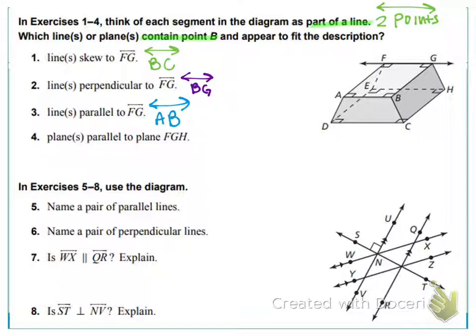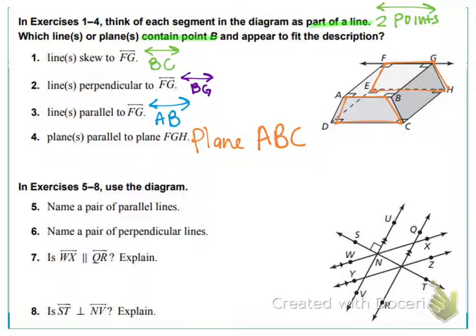Last, we want to name the plane that is parallel to plane FGH. What part of the box is FGH a part of? The back, right? So we want to name the front. But the thing is, when we name a plane, number one, what do we write first? Plane. And then we want our answer to contain point B. So what do we want to name it? ABC, BCD is fine. DAB, anything like that.